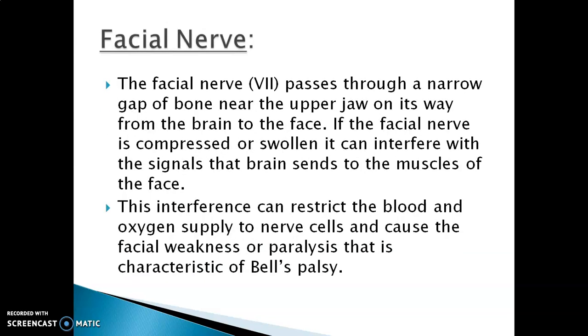Then comes the facial nerve. The facial nerve, the seventh cranial nerve, passes through a narrow gap of the bone in the ear. If you see the anatomy, what will happen? There will be compression on the facial nerve, which carries the signal that the brain sends to the muscles of the face, so it gets blocked, and due to which facial paralysis occurs. And there will be restriction of the blood, and obviously if the blood is restricted, the oxygen supply to the nerve cells is also restricted, which causes the facial weakness and paralysis characteristic of Bell's palsy.